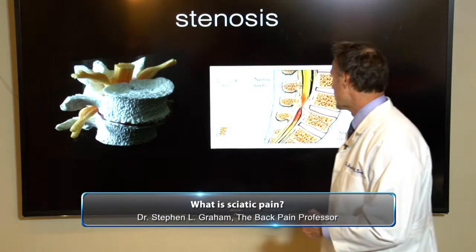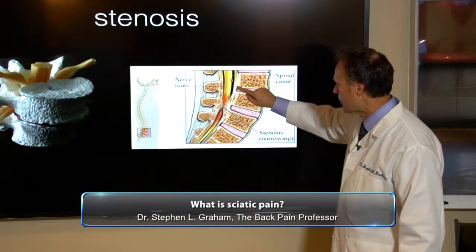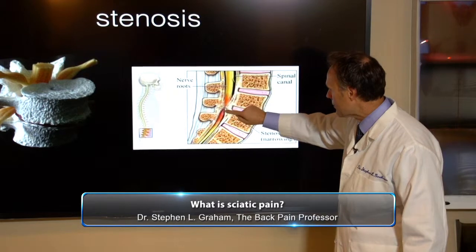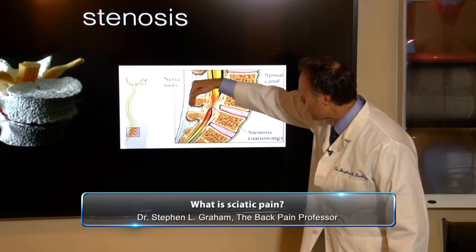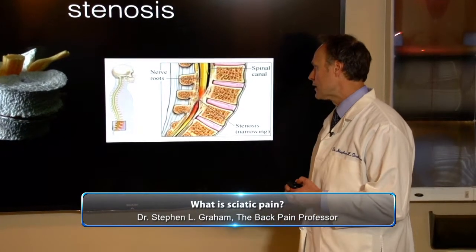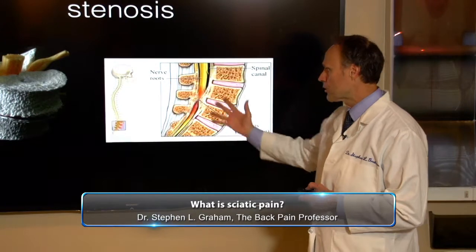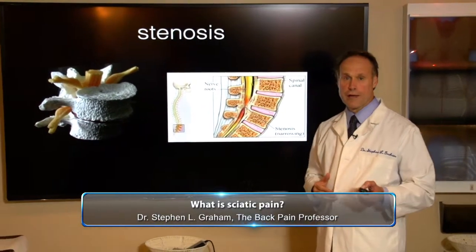Let's take another look at this model. This is inside the spine. You can see the bones are coming out and squeezing that nerve, and they squeeze it from this side, and there's some more squeezing from the back side. So this thing is really getting pressed on. This person's going to also have pain down their leg. Sometimes they can go down both legs.